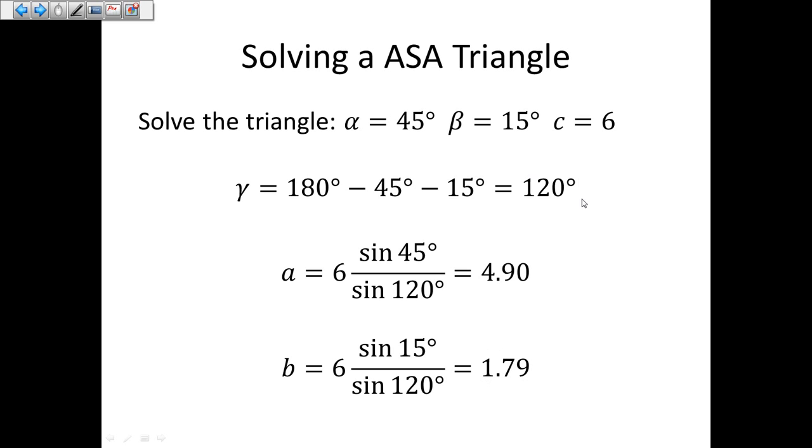Your biggest angle, which in this case is gamma, 120 degrees, should be opposite your largest side, which in this case is C, which equals 6. So there's a quick check for you to run to make sure that everything seems to be running smoothly. Smallest angle is opposite the shortest side. Largest angle should be opposite the longest side.